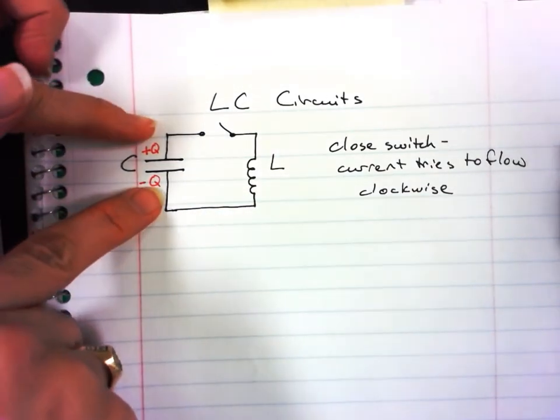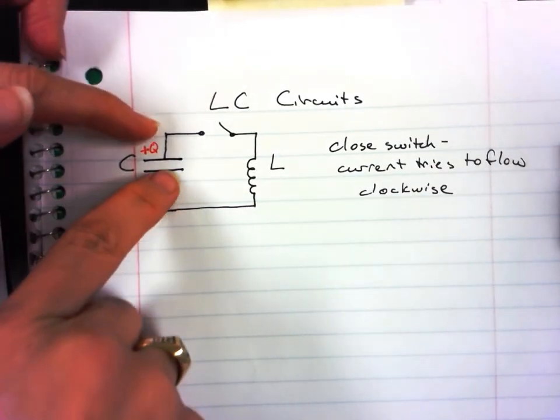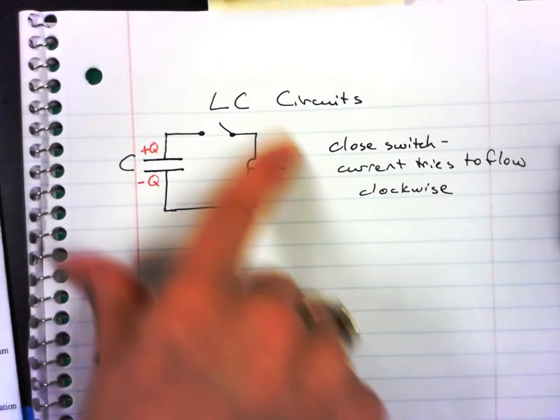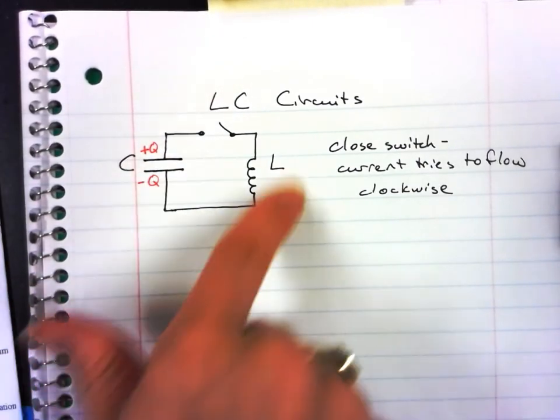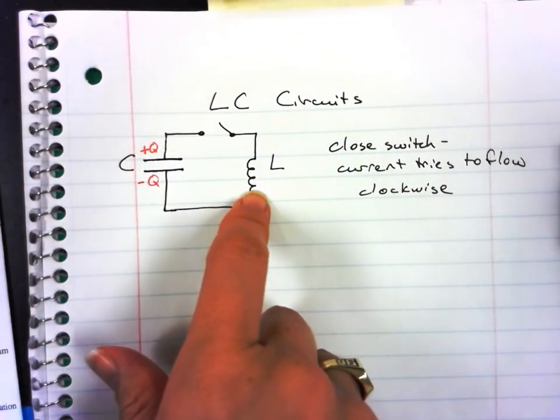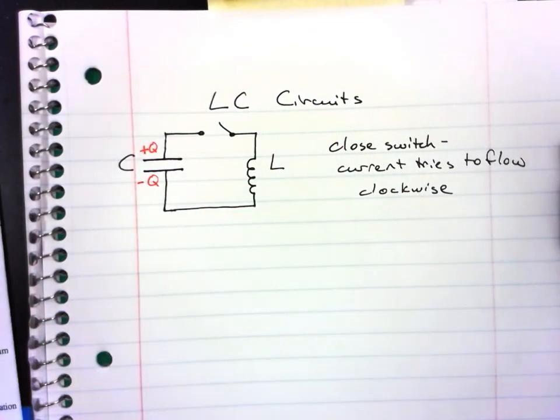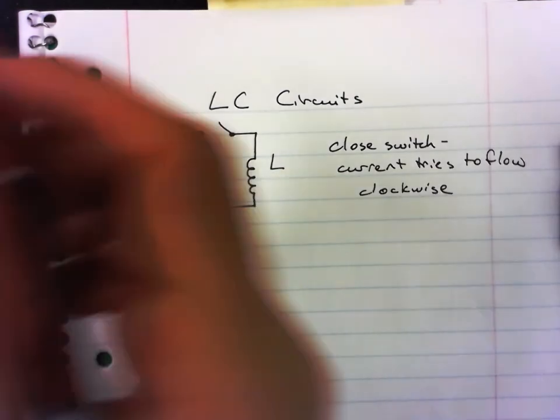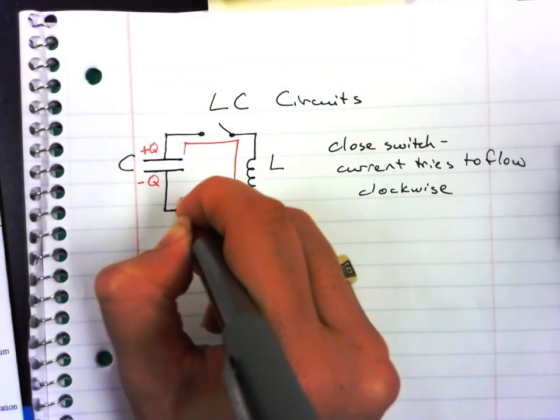There's no battery over here anymore holding them separate. These are now wanting to cancel out. This doesn't want to be charged anymore. So this would discharge. However, the inductor says, oh, I don't think so. I do not want current to flow. But it eventually loses. And we have current flowing this way.